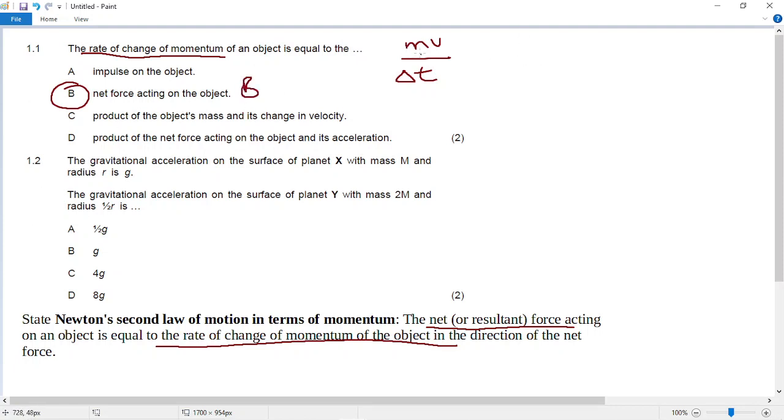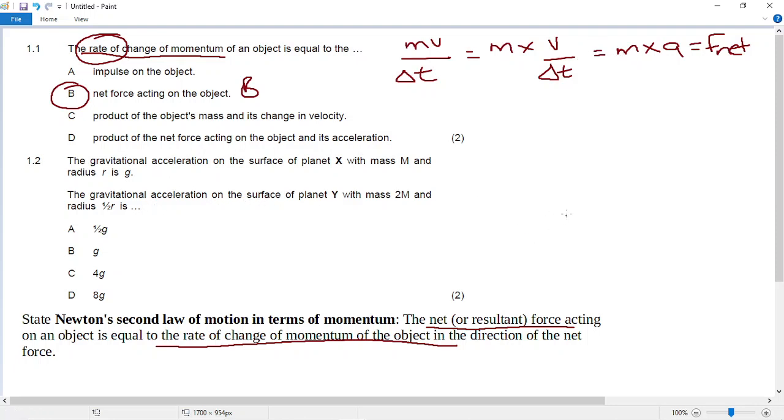But if you want to work it out, you know that the rate of change of momentum, and momentum is P or mv, over the rate, which is change in time. I've now got mass times velocity over time, which is the same as mass times acceleration, which we all know is equal to F net. So if you didn't remember your definitions, just use some logic. Momentum is mv, rate of means divide by time. So I've got mv over change in time, which is the same as m times acceleration, which is the net force.